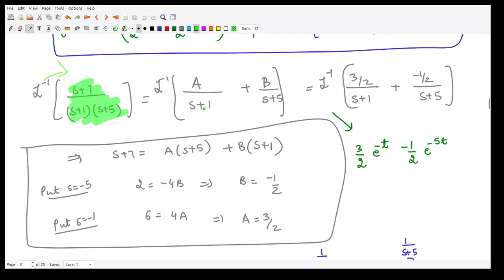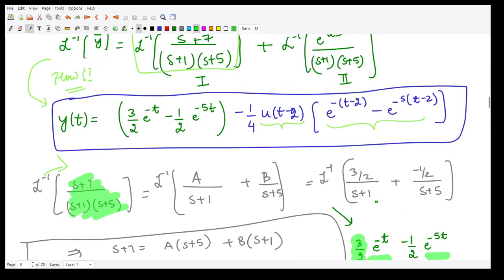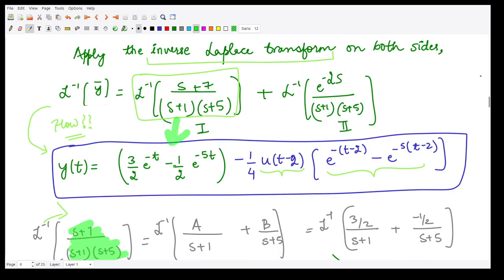So this is very simple. You will write this as a upon s plus 1 and b upon s plus 5, and accordingly you obtain these coefficients as 3 by 2 and minus 1 by 2. Once you obtain these coefficients, you will apply the inverse Laplace transform, and 3 by 2 being a constant would come outside. The inverse Laplace transform of 1 divided by s plus 1 is equal to e to the power minus t, and according to the formula, the inverse of 1 divided by s plus 5 is equal to e to the power minus 5t. So this is the inverse Laplace transform for this particular function. So we end up here.